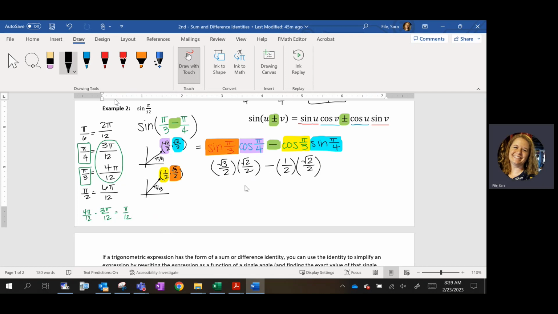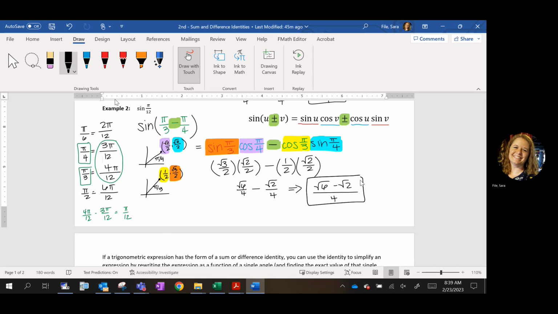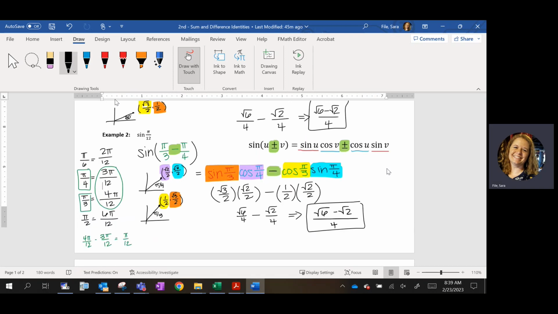So again, that comes out to root 6 over 4 minus, and that comes out to root 2 over 4, which we can condense to root 6 minus root 2 all together over 4. Now look at that. We got the same answer for both of those. Does anybody know why?